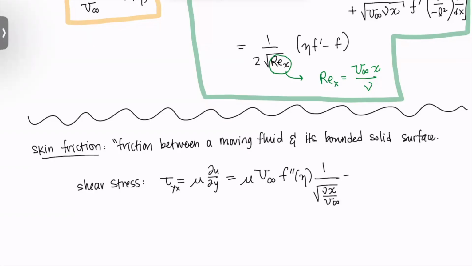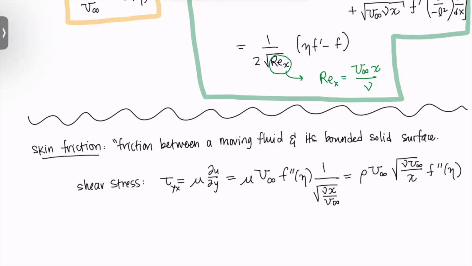All right, so I'm just going to algebraically massage this constant in front of the f double prime term. So we have rho times u infinity times the square root of nu u infinity over x times f double prime of eta. Okay, so this helps demonstrate the utility of having those tables for eta, f prime, f double prime. So for any location eta, you can figure out what the shear stress would be.